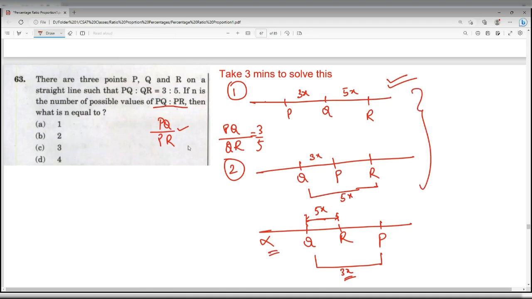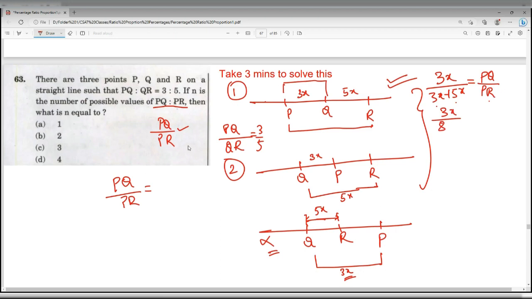And then now we have to calculate this ratio, PQ by PR. In this case, PQ is 3x, PR is PQ plus QR, so PQ is 3x, QR is 5x. This is equal to 3x by 8x, that is 3 by 8.